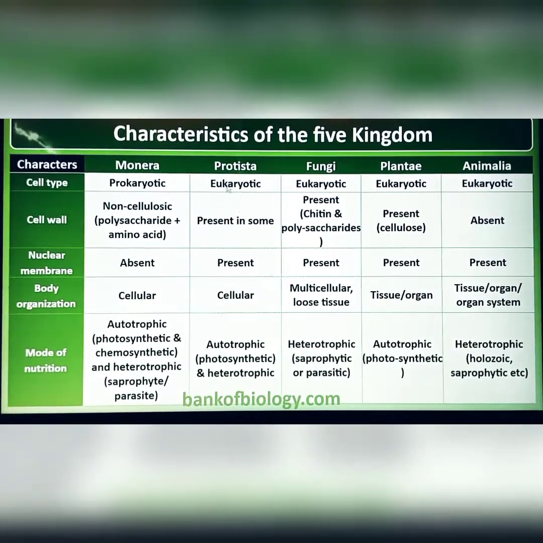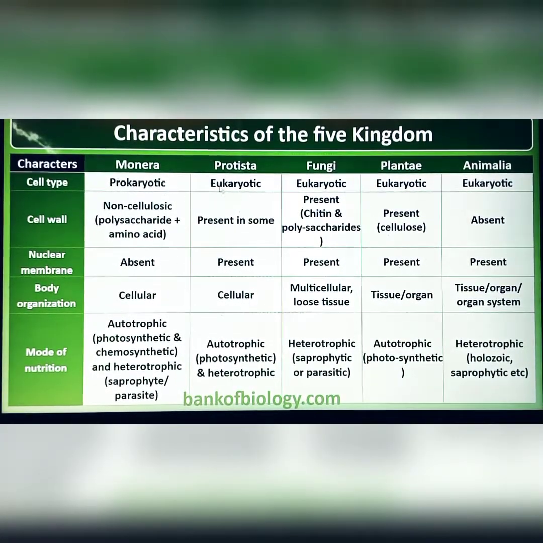Here we are talking about the cell type. It is eukaryotic, and the cell wall is present in some and absent in others. The nuclear membrane is present because it has a well defined nucleus, covered with a nuclear membrane. Their body organization is unicellular, one cell organisms, and their mode of nutrition is autotrophic, photosynthetic, as well as heterotrophic also.